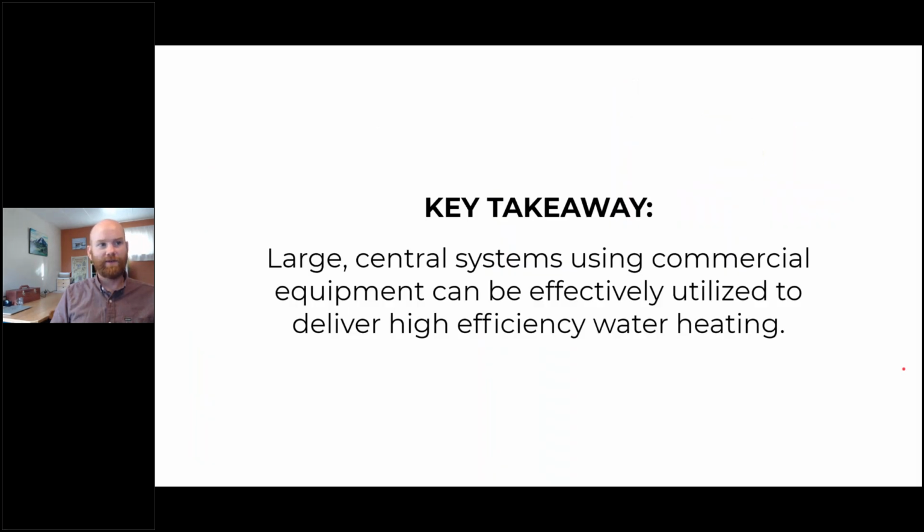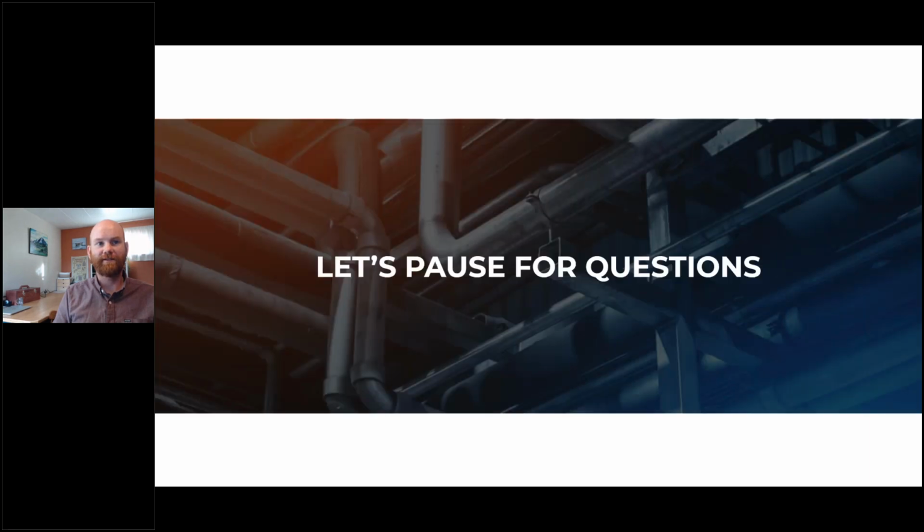So one of our key takeaways, I think, from this Jackson case study is that large central systems using commercial equipment can be very effectively utilized to deliver high efficiency water heating. We saw an enormous reduction in the annual energy use here, and we have a measurement and verification system, so we're actually trending that data to determine the resultant efficiency of this system. So I can pause for questions here, before we go on to the next section.